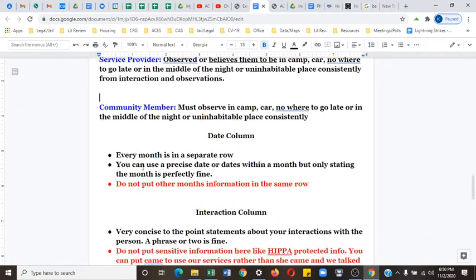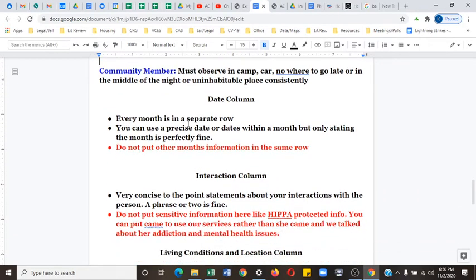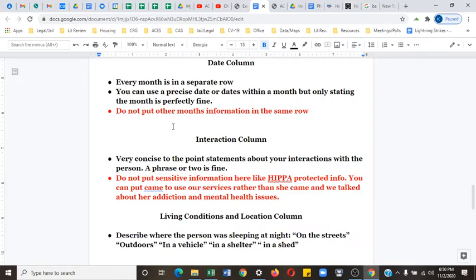So again, just a quick recap. Every month has its own separate row. You can use a precise date or dates, or just state a single month. Do not put multiple months' information in the same row. Just use a separate row for each month.